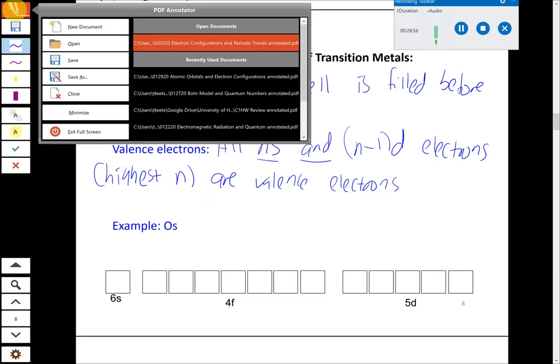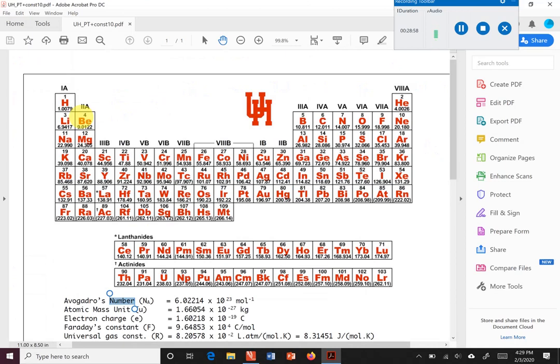So if we go to OS, which is going to be over here, number 76, if you have trouble finding it. Especially since it's so far down in the periodic table, we're going to want to use the abbreviation with the noble gas. So we're going to find the noble gas that comes before this. So we go backwards over here. We're going to abbreviate the first 54 electrons with just Xe in brackets, indicating that those 54 electrons fall in that configuration. After there, to get to osmium, we have to make sure we don't skip anything.